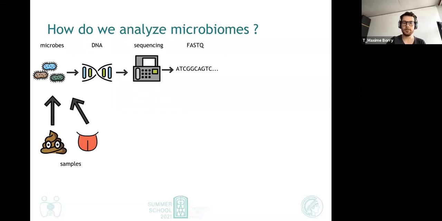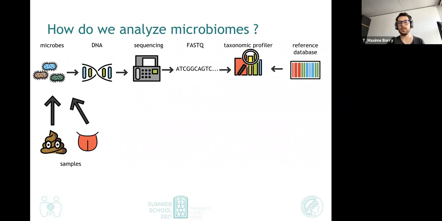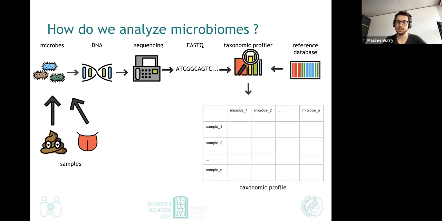After the sequencer, we get these so-called FASTQ files, where we actually have the sequences that the sequencer produced. We put them into a tool called a taxonomic profiler or taxonomic classifier that uses a reference database. It compares the sequences that were produced by the sequencer to the reference sequences in the reference database. And from there, you get a so-called taxonomic profile, where for each sample that you processed, you have a list of the microbes that the taxonomic profiler identified and that were present in both the sample and in the reference database.